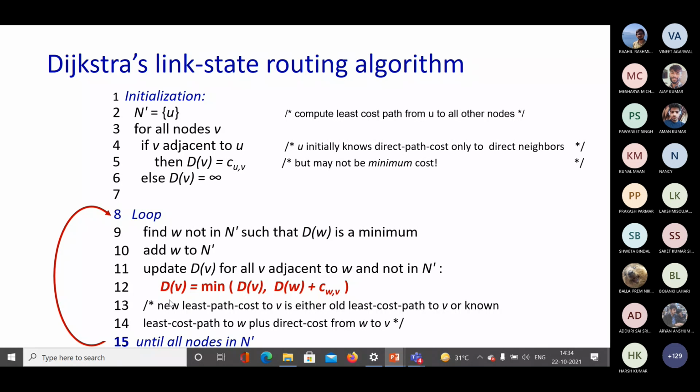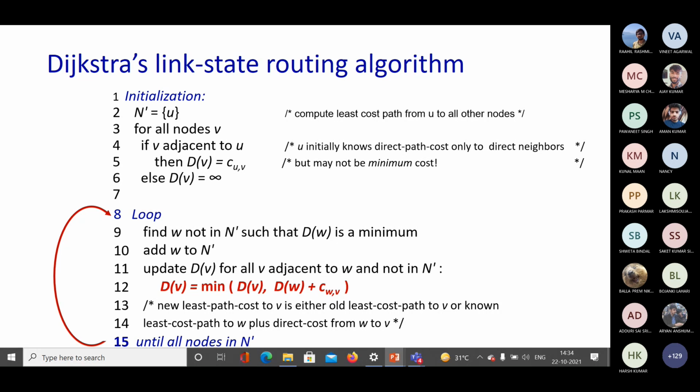Okay, how do you update it? So this is important. The cost is updated like this: D(V) is equal to the minimum of D(V) comma D(W) plus C(W,V). Okay, so you try to find out whether there is a direct connection to the particular node or not. If there is a direct connection, then what is the cost?